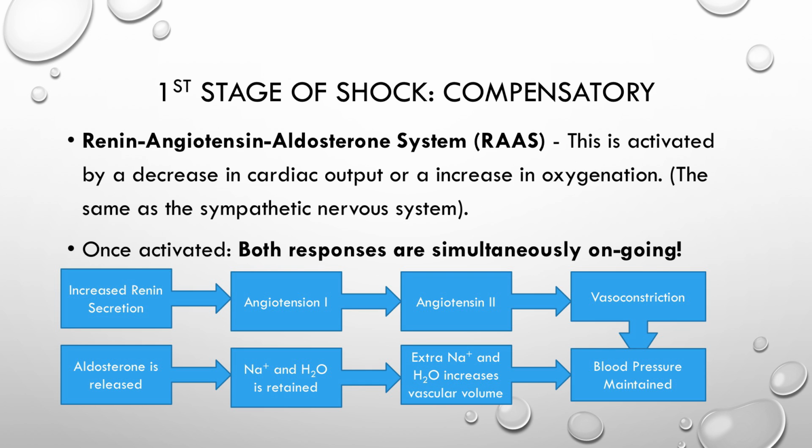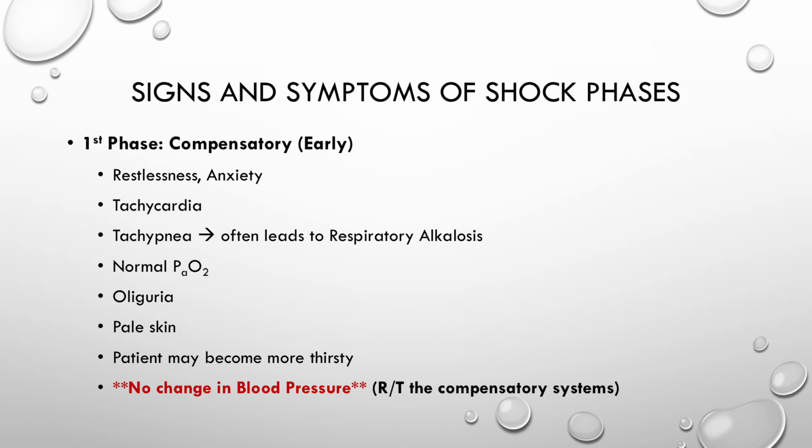This only continues for a certain amount of time, and if left untreated, the body will continue to deteriorate, being able to compensate less and less through these methods. So what are the signs and symptoms of the first shock phase? Restlessness, anxiety, tachycardia, tachypnea, which can lead to respiratory alkalosis, and a normal PaO2, so your oxygenation on your blood gas is going to be normal. Oliguria, due to the hypotension, pale skin, again due to decreased cardiac output, and the patient may be more thirsty. Remember, in the first phase, there is no significant change in blood pressure related to the compensatory systems.